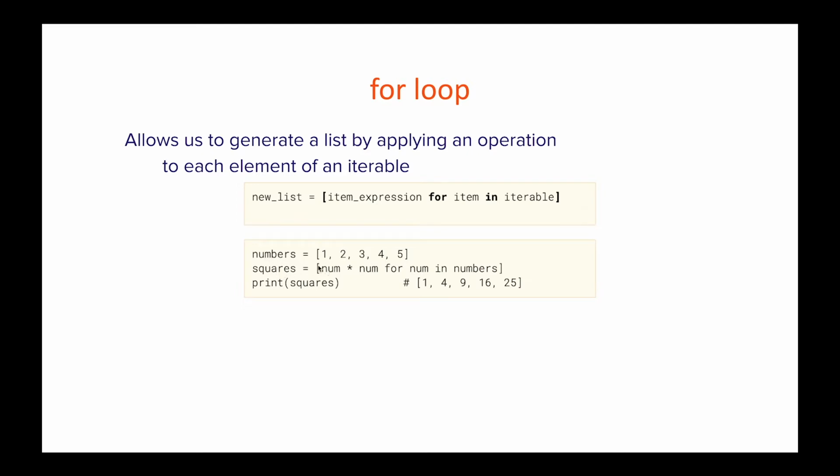So what we can do is we have a list comprehension, so the square brackets here. We have number times number for number in numbers. Okay, so we take each element of the list, we square it, and we return it into a list. So if we print that, we're going to get 1, 4, 9, 16, and 25, which is a list of squares of the original list.